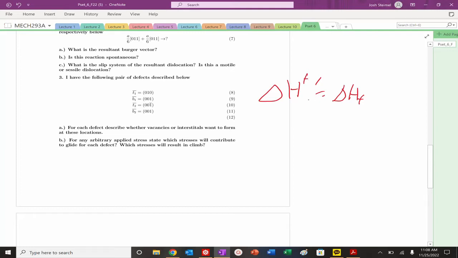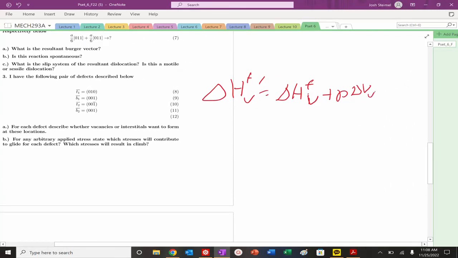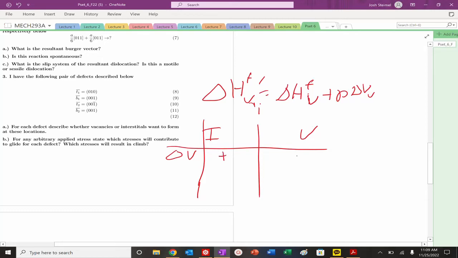You could probably put it on the top here. That's what I'm doing right now. Delta H formation of a vacancy or an interstitial, plus P delta V, the change in atomic volume of a vacancy, for example. So this could be a vacancy, or this could be an interstitial as well. So we previously said, if I'm looking at an interstitial versus a vacancy, what is my change in volume? For an interstitial, my change in volume of the surrounding atom is going to be positive. My change in volume of a vacancy is going to be negative.